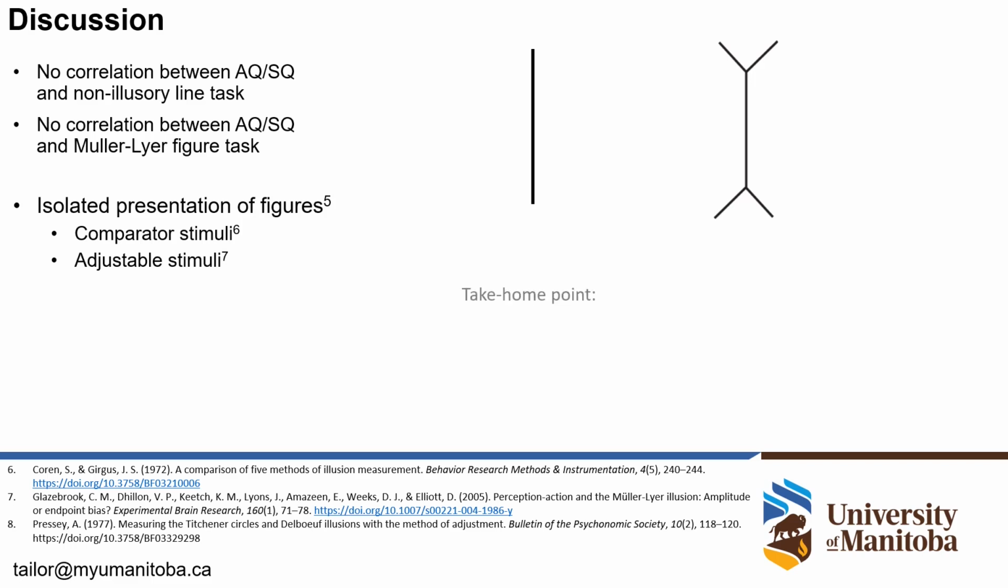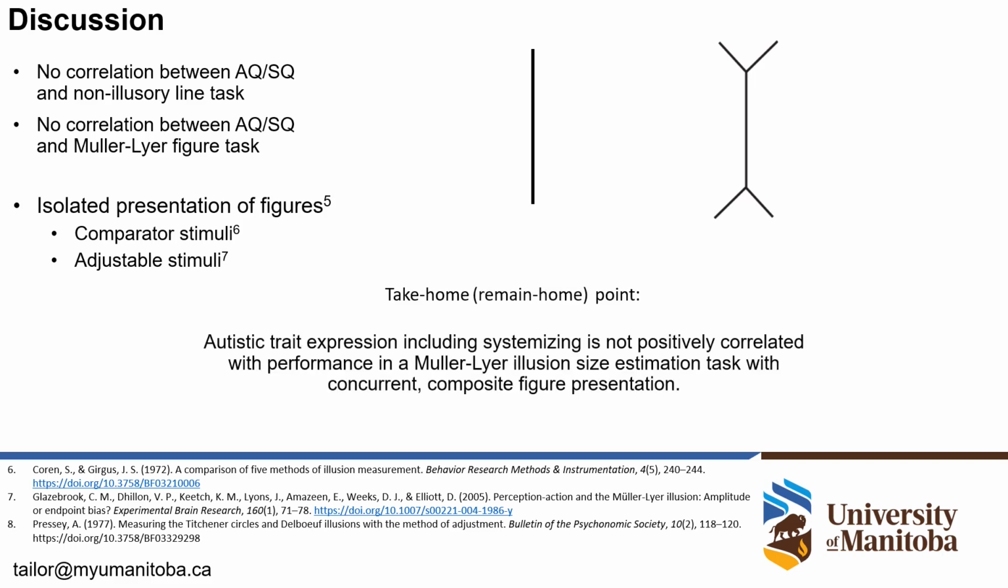To conclude with a take-home message, or remain-home message, our results do not support a reduced illusory bias with increases in autistic trait expression. Rather, we found that autistic trait expression, including systemizing, is not positively correlated with performance in Müller-Lyer illusion size estimation.